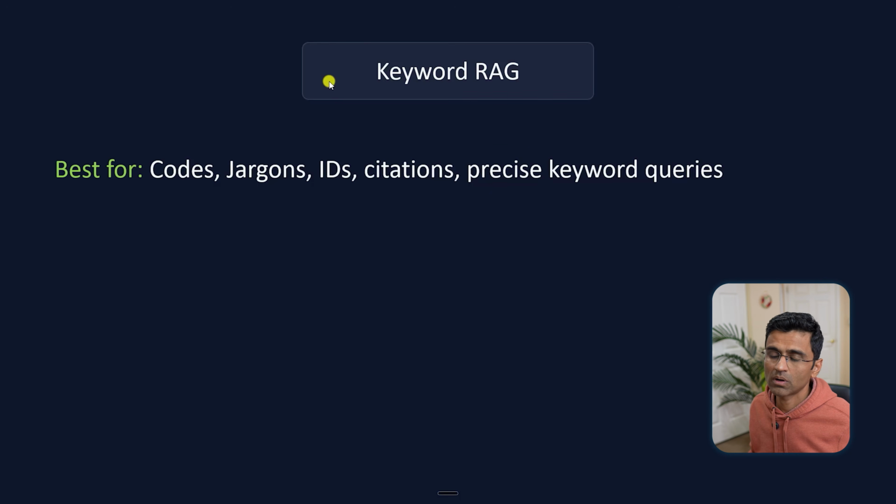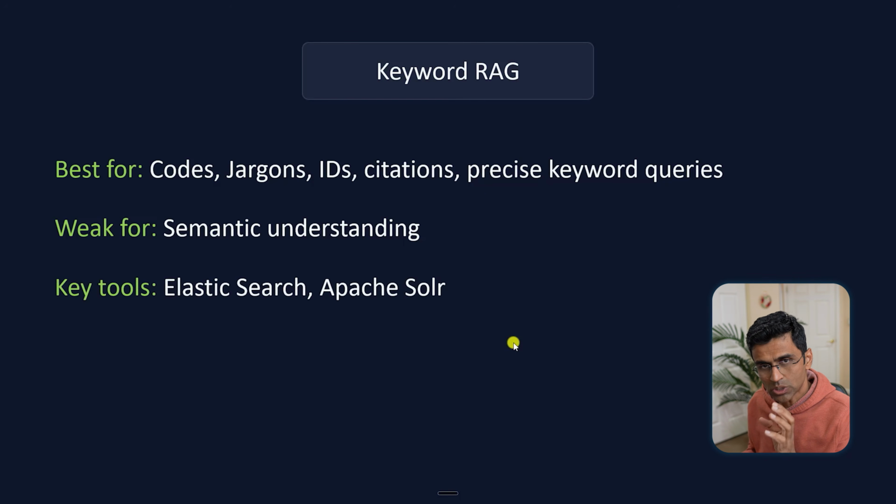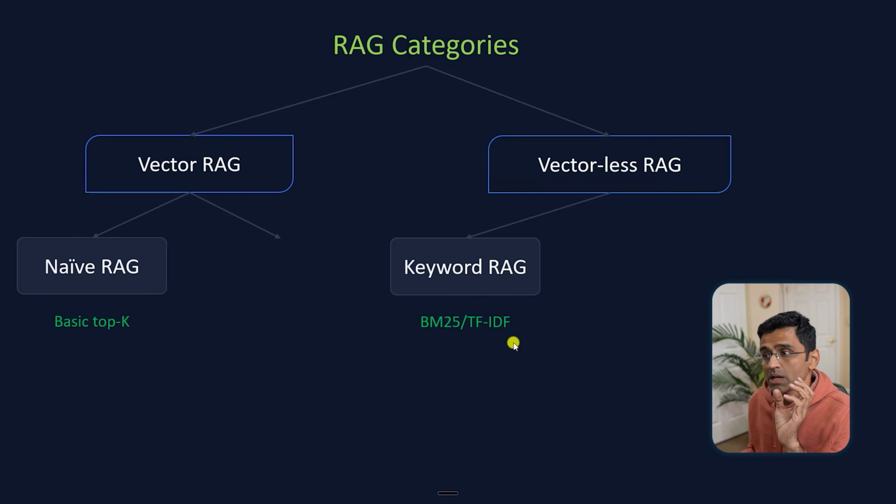This method will work when you have a lot of codes, jargon, IDs, citations. Let's say you are doing research and you are always searching using some particular ID or a particular keyword, then this will work. This is weak for semantic understanding. When you are not doing exact keyword matching and are searching using meaning, this is not a good choice. The key tools that use keyword RAG concepts like BM25 are Elasticsearch and Apache Solr.